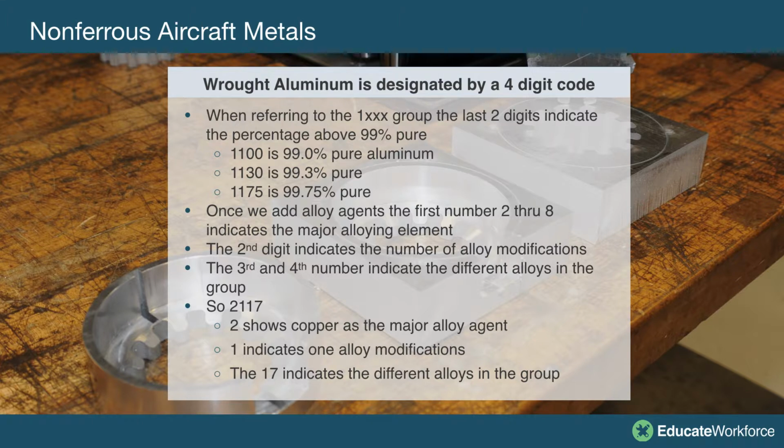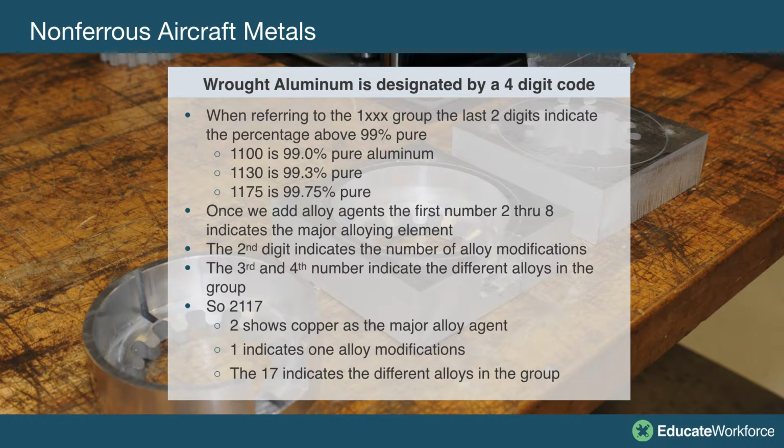Wrought aluminum is designated by a 4-digit code. When referring to the 1, telling me it's pure aluminum, the last 2 digits indicate the percentage above 99% that your aluminum is actually pure. So an 1100 wrought aluminum would be 99% pure. 1130 would be 99.3, and 1175 would be 99.75% pure.